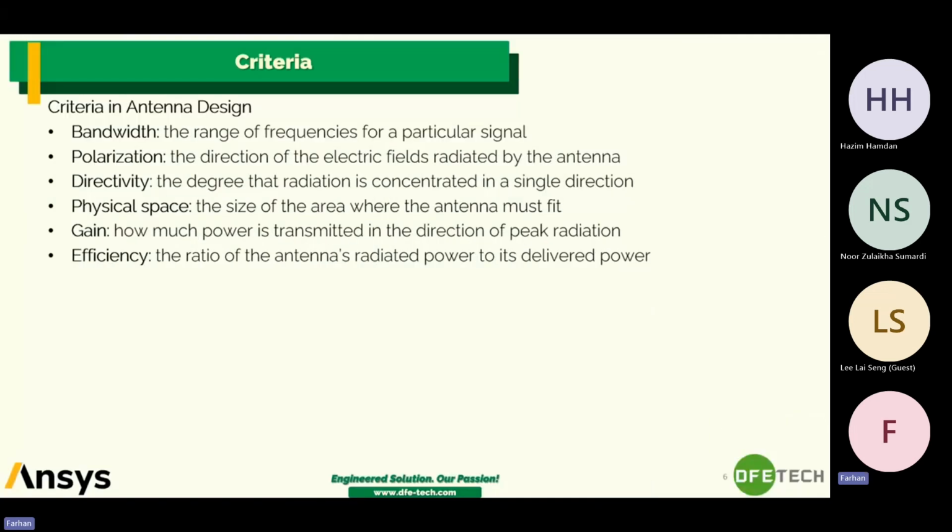And what are the criteria for designing an antenna? First is the bandwidth, the range of frequency for a particular signal; polarization, the direction of the electric field radiated by the antenna; directivity, the degree that the radiation is concentrated in a single direction; the physical space, the size of the area where the antenna must fit; the gain, how much power is transmitted in the direction of peak radiation; and lastly, the efficiency, the ratio of the antenna radiated power to its delivered power.